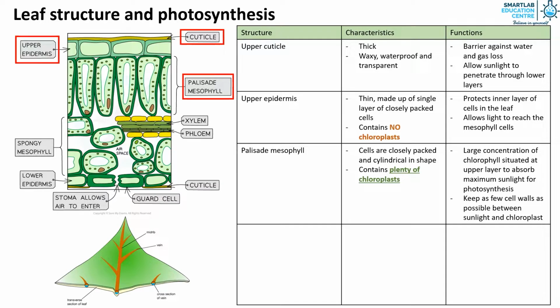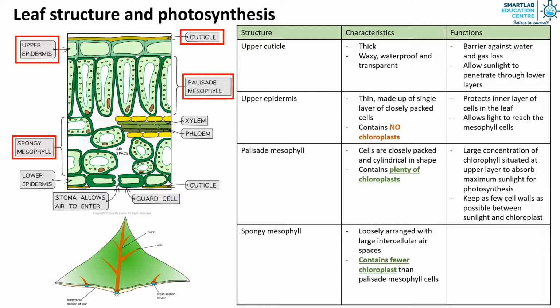The spongy mesophyll, on the other hand, contains cells that are loosely arranged with large intercellular airspaces. The cells contain fewer chloroplasts than the palisade mesophyll cells. The intercellular airspace found in this layer allows for diffusion of gases such as water vapor, carbon dioxide and oxygen to occur. Since these cells contain chloroplast, they are able to carry out photosynthesis to absorb any sunlight that escaped the palisade layer.